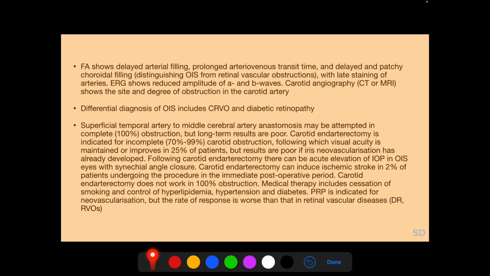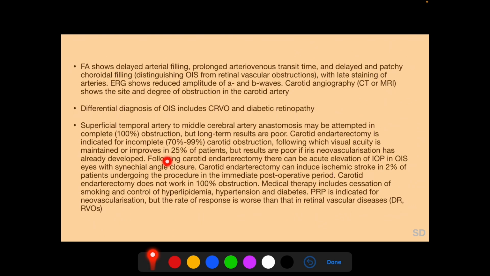Superficial temporal artery to middle cerebral artery anastomosis may be attempted in complete or 100% obstruction of the carotid artery, but long-term results are poor. Carotid endarterectomy is indicated for 70 to 99% carotid artery obstruction, following which visual acuity is maintained or improved in 25% of patients, but results are better if carotid endarterectomy is performed before iris neovascularization develops.